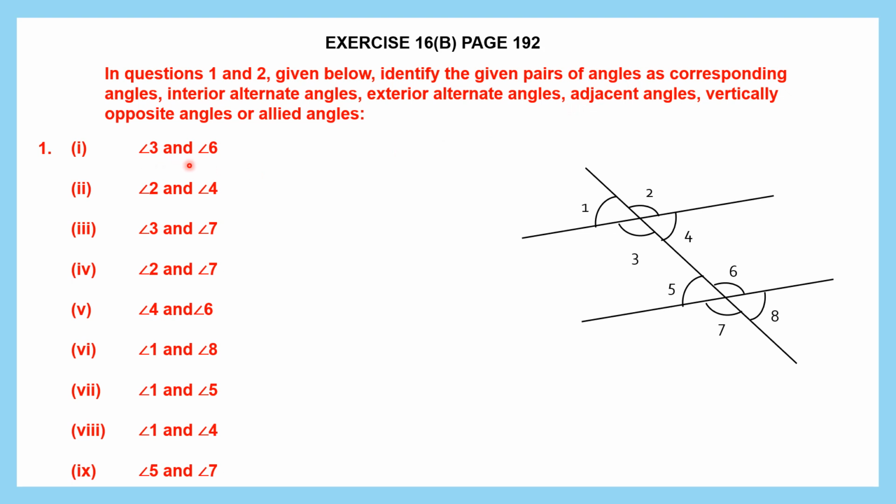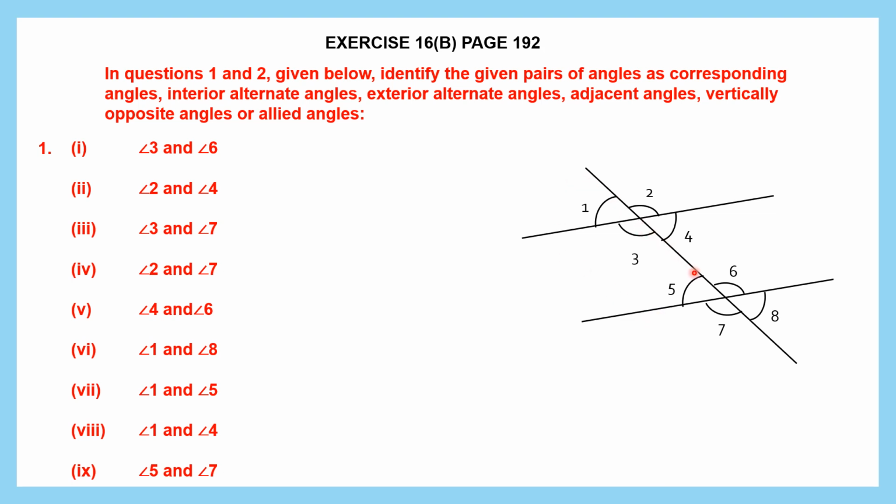Now can you see, this is one pair, this is another pair. All these are the different pairs of angles given to us. We have to identify that as corresponding angles, interior alternate angles, exterior alternate angles, adjacent angles, vertically opposite angles, or allied angles. Now look at this figure.